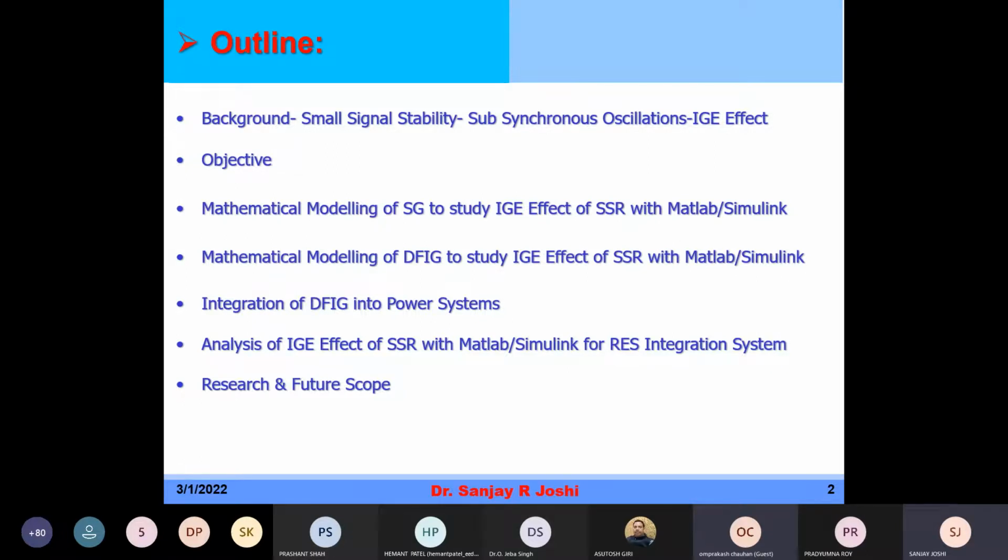Now next we will study the mathematical modeling of DFIG to study the IG effect of SSR with MATLAB Simulink. So here also the DFIG is separately connected to the grid, right? Then we will see the impact of connecting this DFIG, doubly fed induction generator, into the power system on the SSR, right, as far as the IG effect is concerned.